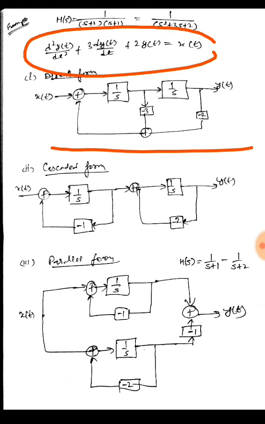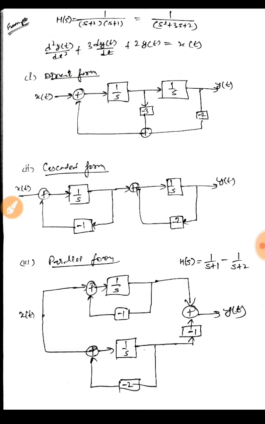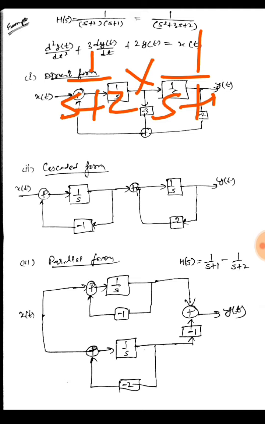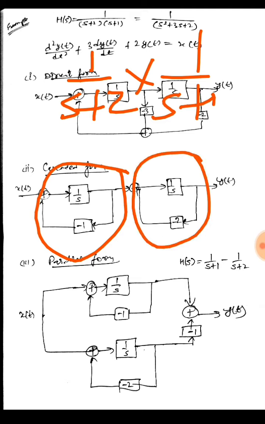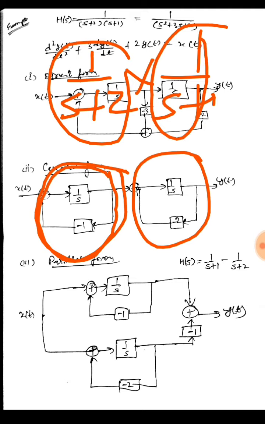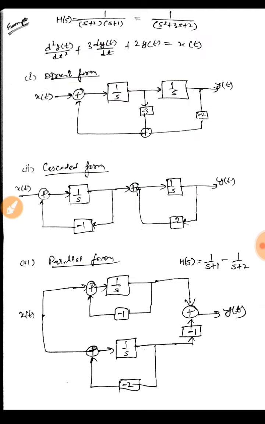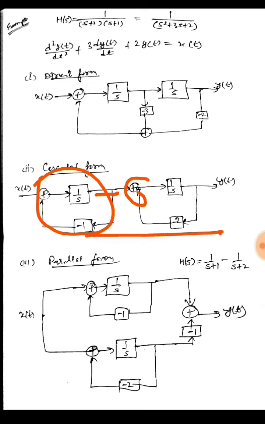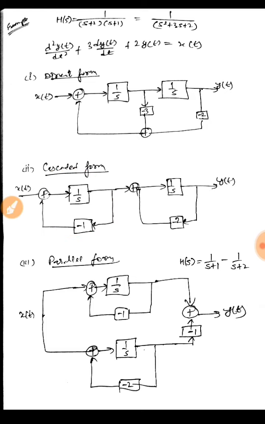Next form is the cascaded form, that is the series form. I can see that it is the multiplication of two systems, 1 upon s plus 1 into 1 upon s plus 2. So I will draw for 1 upon s plus 1 and for 1 upon s plus 2, which we have already seen. These are two first order systems. So for one first order it would be this, and for the other this, and we will put them in series. So the output of this will be fed to the input of the next. This is the easiest form, the cascaded form.